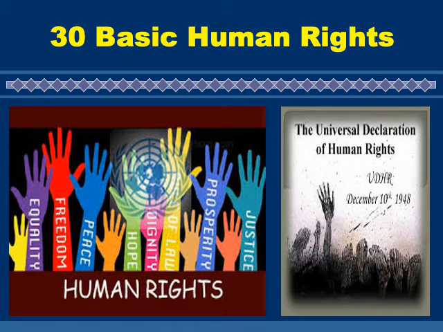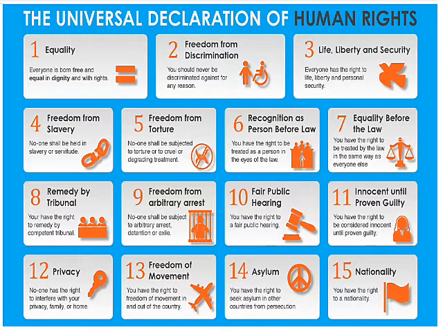Now, the Universal Declaration of Human Rights consists of 30 different articles, 30 basic human rights. Let's take a look. The first 15, we have: 1, equality. Everyone is born free. We have a right to equality of treatment. 2, freedom from discrimination. 3, the right to life, liberty, security. 4, freedom from slavery. 5, freedom from torture. 6, recognition as a person before the law. 7, equality before the law.